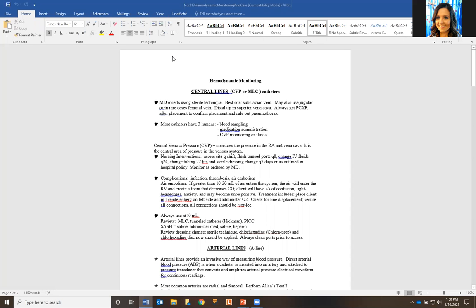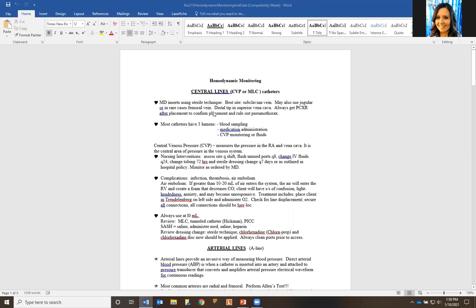There is another document posted on LMS, and it's the Hemodynamic Invasive Line Care. So with central lines, remember we can measure CVP, but a doctor inserts it using sterile technique. The best side is the subclavian vein. However, the most common side is the internal jugular, so IJ. And then in rare cases, you might see a central line in the femoral vein.